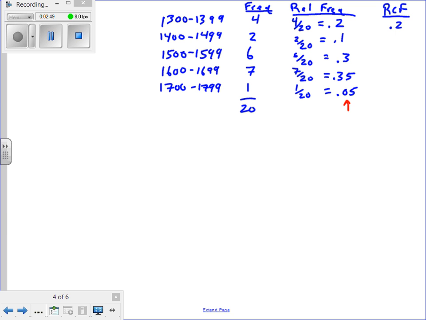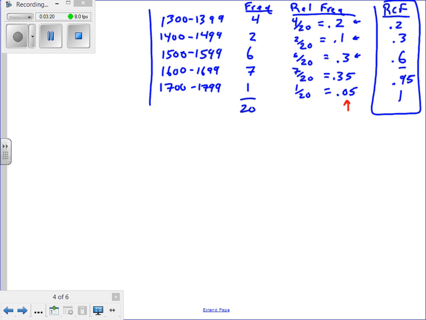So 20% of schools were below 1400. You add the next 10%, 30% of the schools were at 1499 or below. Keep working your way through, and really all we're doing is just adding the next one. So that 60% is the 30% plus the 10% plus the 20%. So here's the idea, that percentile: it's getting everything from where you are and back. And so you keep working your way up, and your RCF row should end up at 100%.